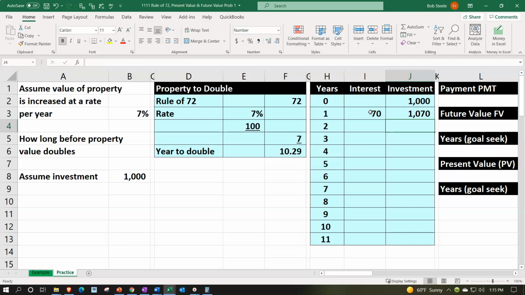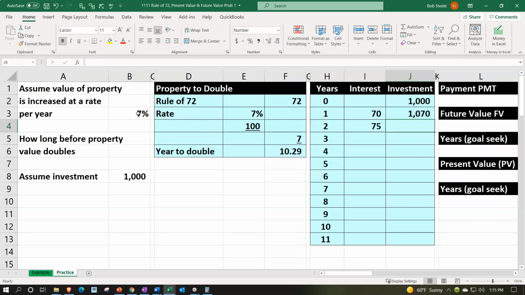Now, I'm going to set this up so I can copy it down and make it nice and easy to do. But before we do that, let's go ahead and do that a few more times. So I can do that here. Now it's up to 1,070. And I would increase that for year 2 here by multiplying it times 7%. So I'm going to take this equals the 1,070 times the 7% again and enter.